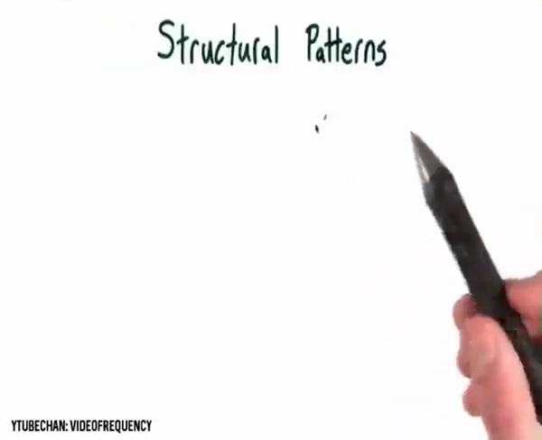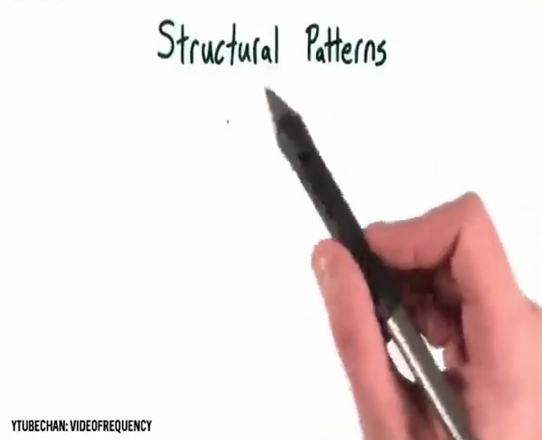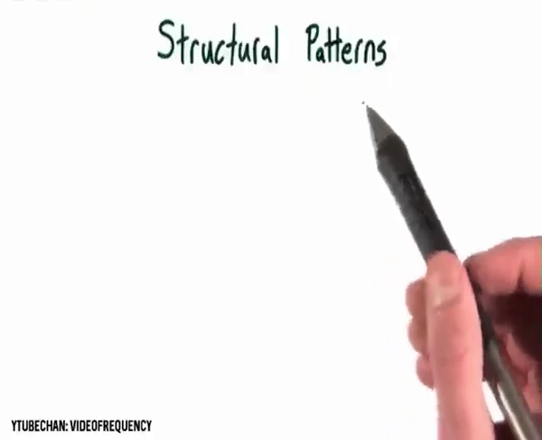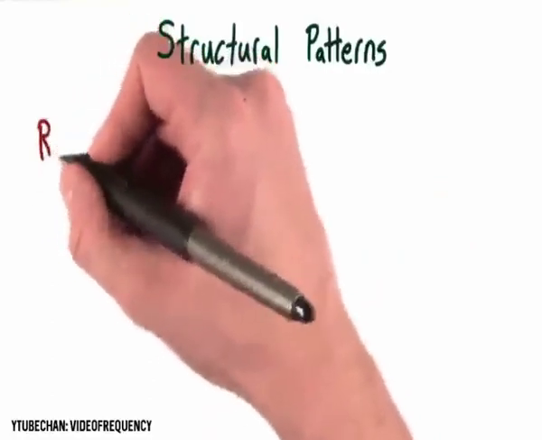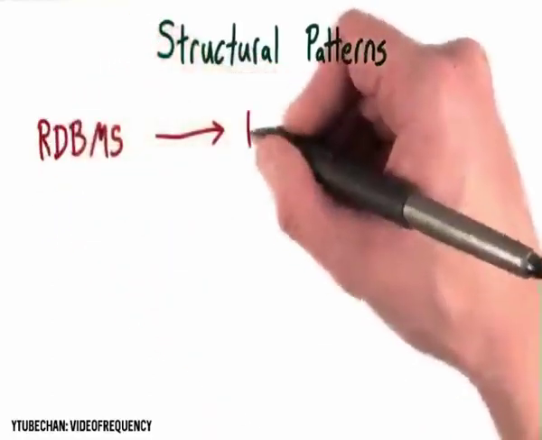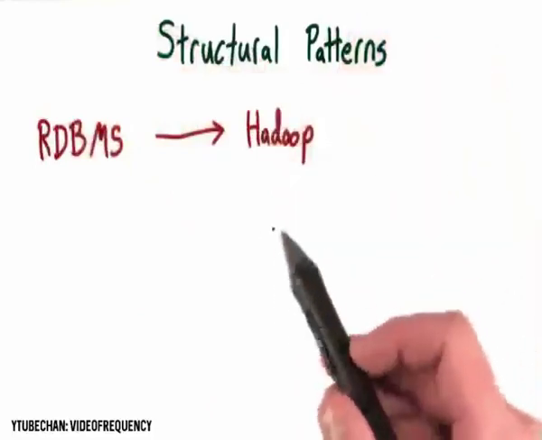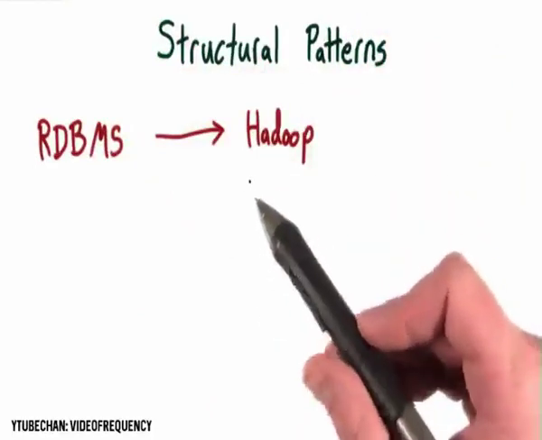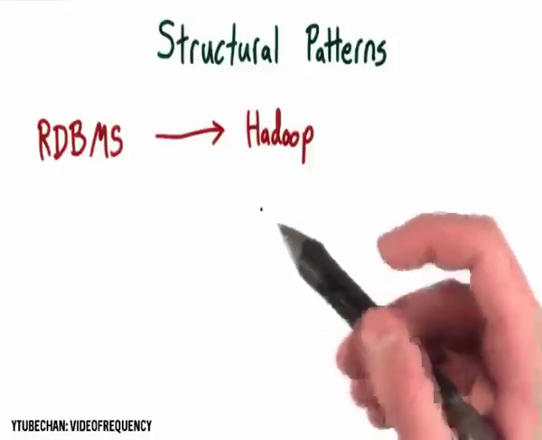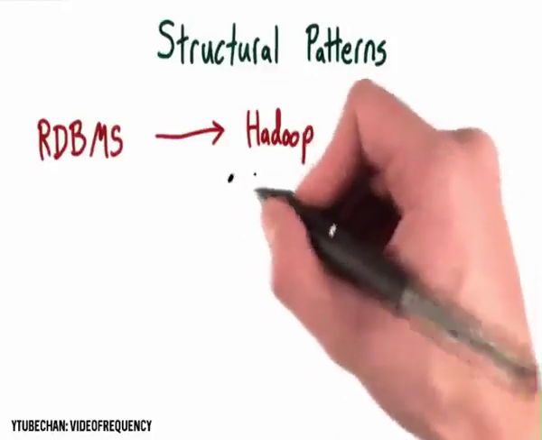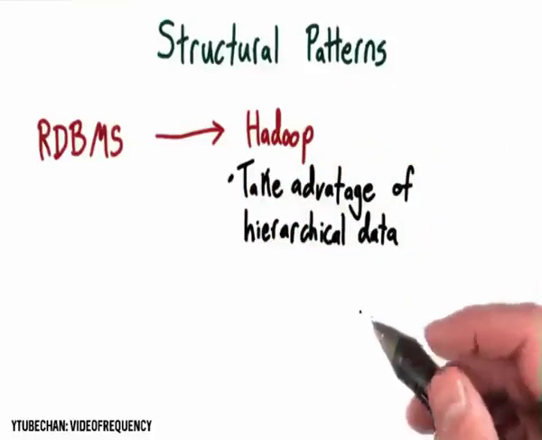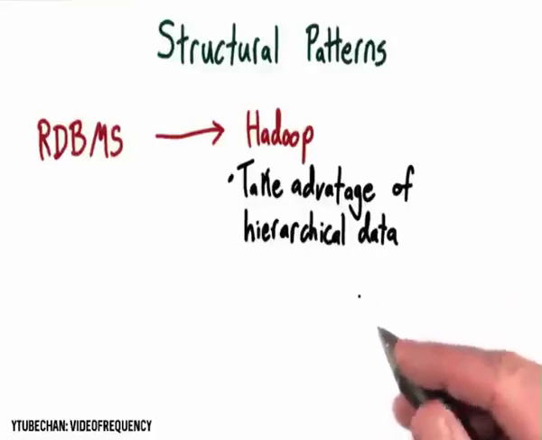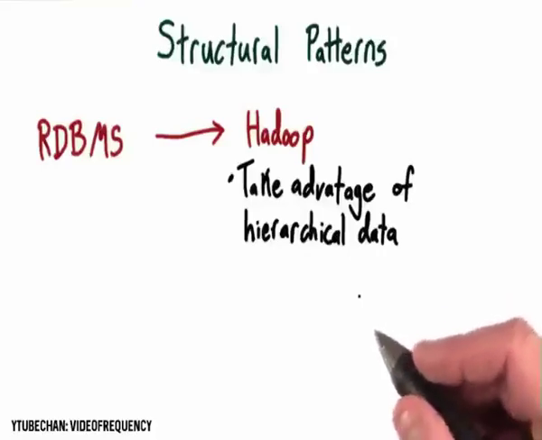Finally, we're going to talk about structural patterns. And this is a very pragmatic pattern to discuss, honestly, because it's a pattern you'll use if you're ever migrating data from a relational database management system to a Hadoop system. What you're doing with this pattern is taking advantage of the fact that Hadoop doesn't care what format your data is in, which means you can take advantage of hierarchical data, which will allow you to avoid doing live joins of several data sets at the time of analysis. So if you know what kind of information you're going to want to get later, you can save a lot of time by reformatting your data.